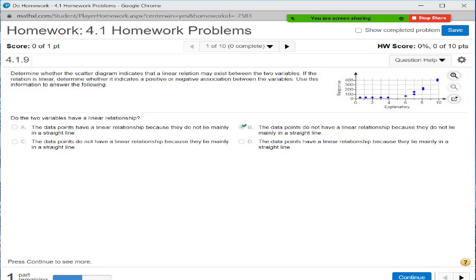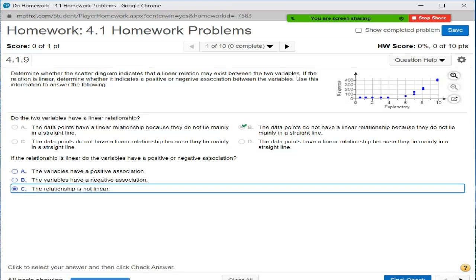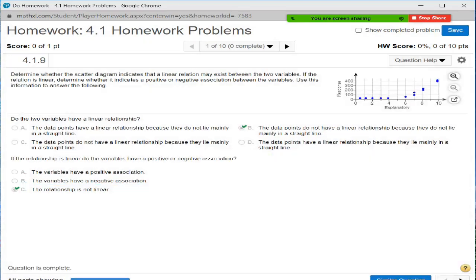Oh, looks like there's another part to it. Let's continue to see the next part. If it's linear, do the variables have a positive or negative association? Well, we answered it's not linear in the first part. So I'm just going to answer the same thing. It's not linear in the second part.